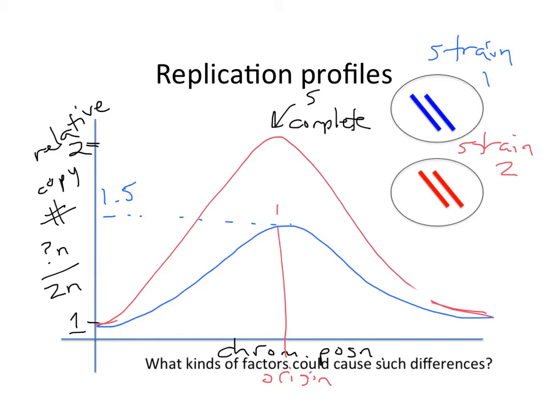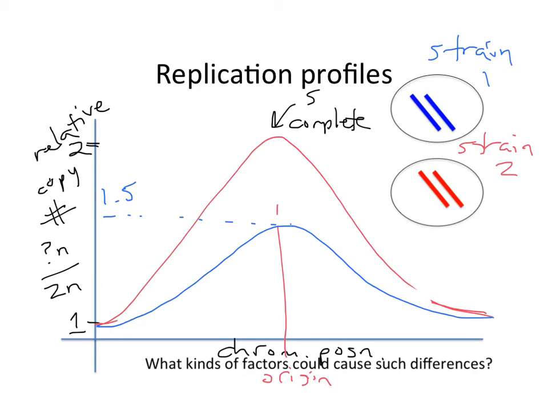So that might indicate an inefficient origin. It's an origin of replication, yes, that's the highest point on that peak. It's where replication's starting, but maybe some of the time when replication starts, synthesis fails, or it goes slowly, or that origin just isn't used as frequently, for example, in this blue strain as it is in the red strain.